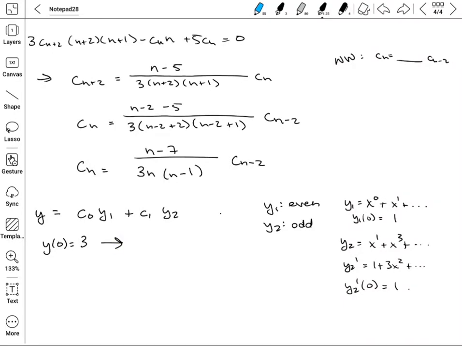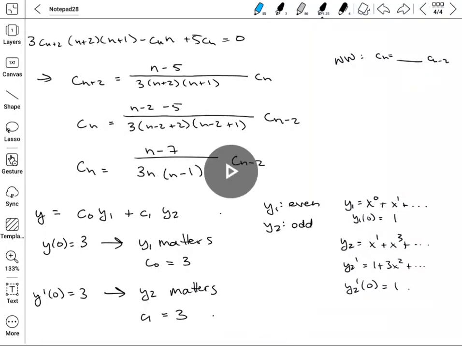For me, I had y of 0 equals 3. I'm going to consider y1 to actually affect reaching that value. That means my c0 has to be 3. And then my y prime of 0 was also 3, so y2 is going to affect that, and so my c1 has to be 3. I had kind of an easier time of it since my y of 0 and y prime of 0 were the same. I could have just plugged in 3 in both boxes, but I wanted to talk through that in case you all had a more complicated problem. So that's the middle part of your web work.